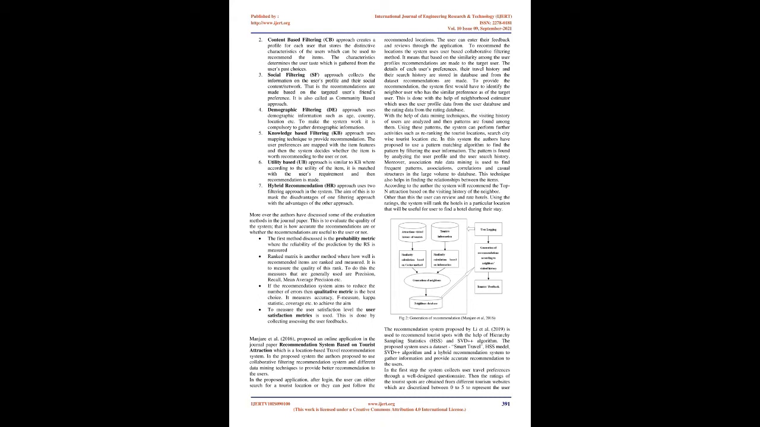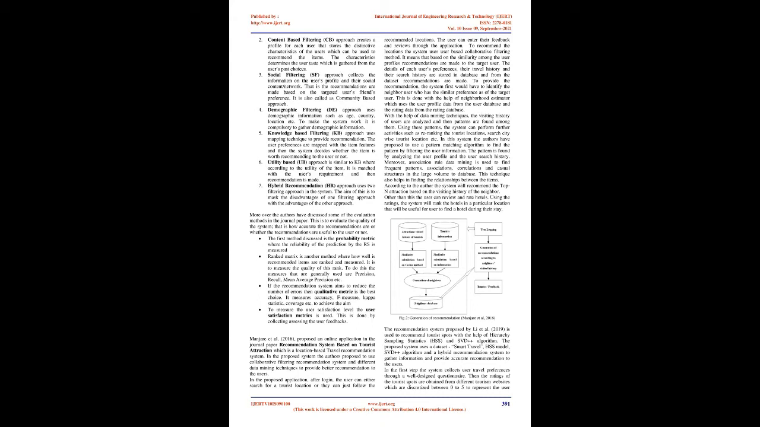The first method discussed is the probability metric, where the reliability of the prediction by the RS is measured. Ranked metric is another method where how well the recommended items are ranked is measured. It is to measure the quality of this rank. To do this, the measures that are generally used are precision, recall, mean average precision, etc.